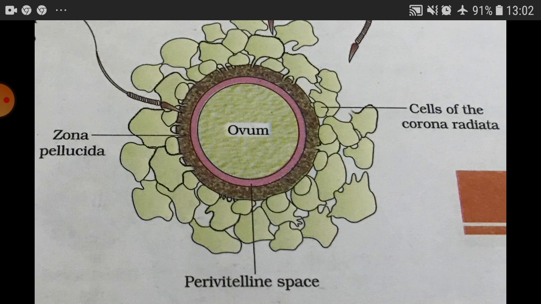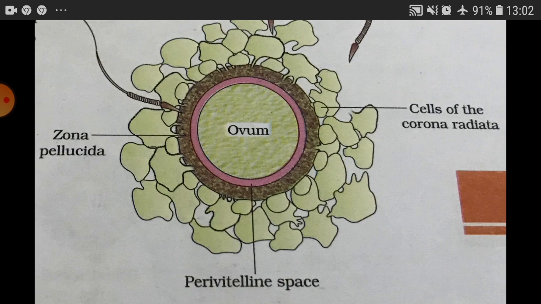The ovum shows polarity. Its side which extrudes polar bodies is called animal pole, and the opposite side to this is known as vegetal pole. The ovum is enclosed by two adjacent egg coats: the inner layer, which is thin, transparent, non-cellular zona pellucida, and an outer thick corona radiata, which I showed you in the diagram. So the outermost is the thick corona radiata.